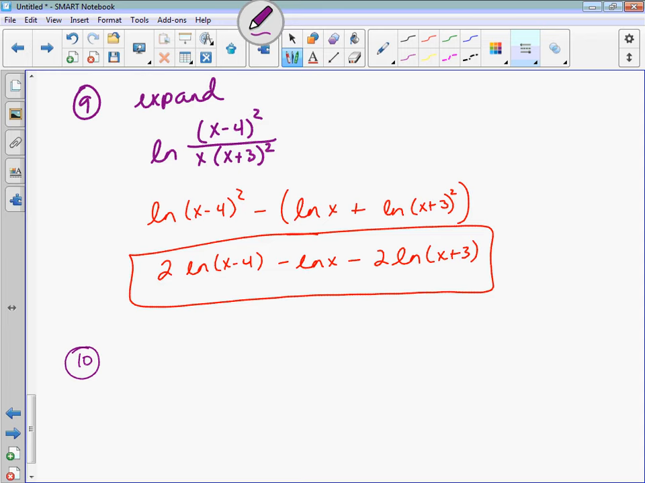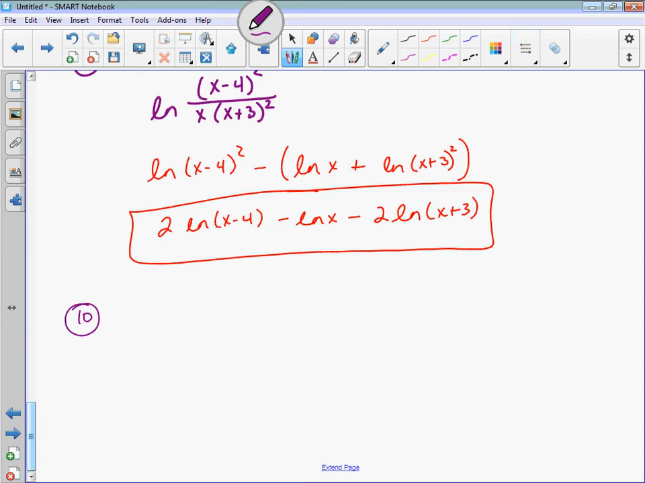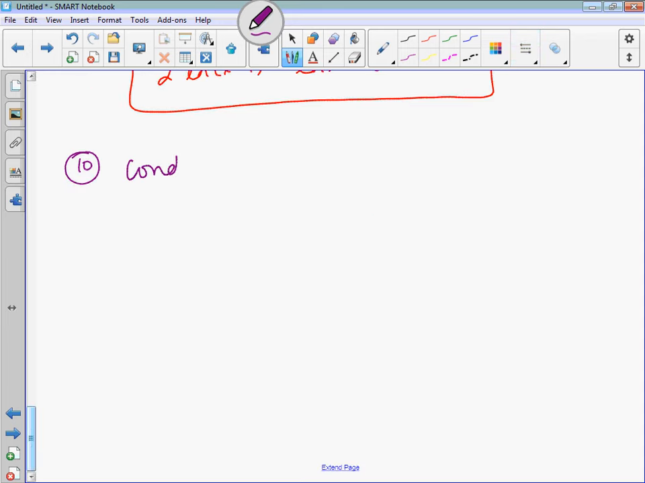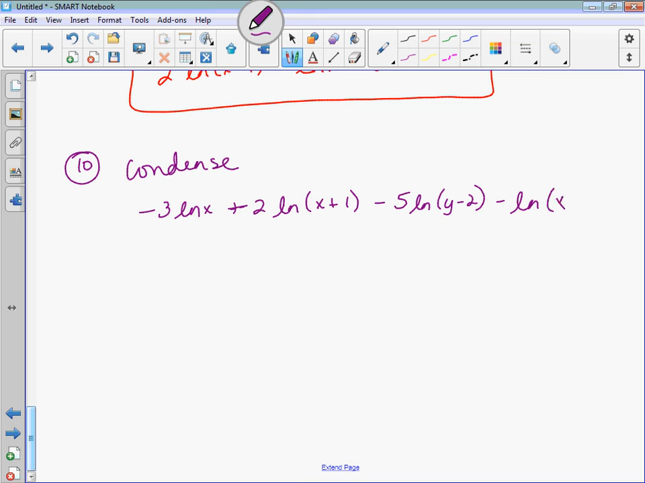All right, we're going to condense now. Negative 3 natural log of x plus 2 natural log of x plus 1 minus 5 natural log of y minus 2, no, it's a log, natural log of x minus 3.